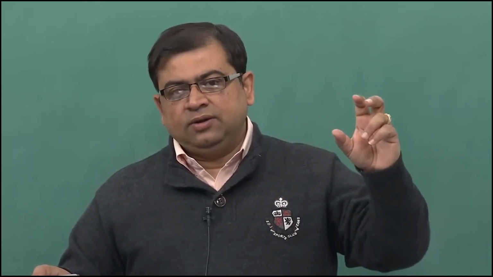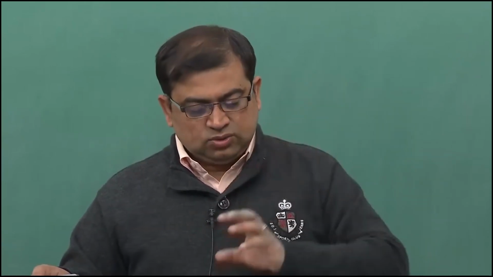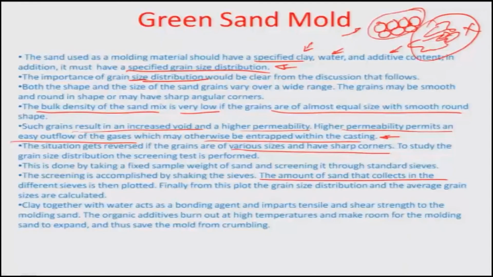So, it is a sort of filtration system, where you can plot the quantity of grain size 1, grain size 2, grain size 3, and so on and so forth. The amount of sand that collects in the different sieves is plotted, and finally, this plot gives you the grain size distribution with the average grain size as well as a spread around which the grain size varies.